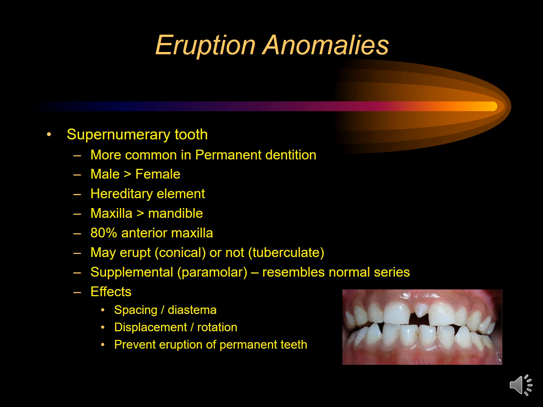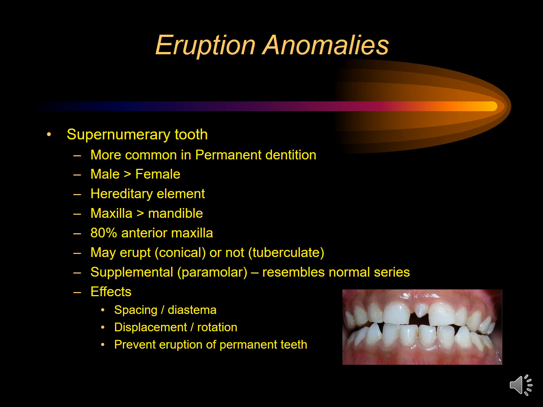Now, other eruption anomalies involve supernumerary teeth. Supernumerary teeth, as the name suggests, means extra teeth. These are teeth in addition to what you normally find in the dentition, and they are more common in the permanent dentition compared to the deciduous dentition. More common in males, more common in the maxilla, and about 80% of them occur in the anterior maxilla. There may be a hereditary element involved in the occurrence of supernumerary teeth.